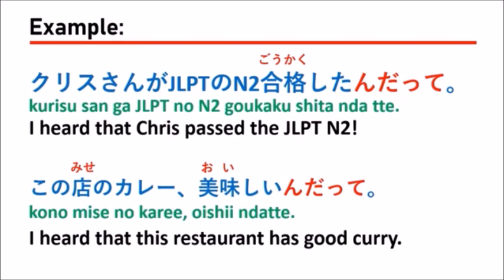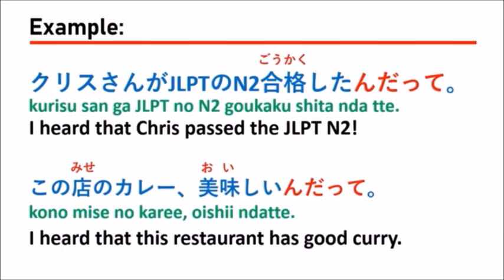For the first sentence, we see that they used datte with the verb 合格する, right? 合格する means pass. We change it to the past tense form. You can say 合格しました or 合格した. So after gokaku shita, they put n and datte. So you can say gokaku shita ndatte, which means I heard, we heard, he heard, she heard, or Mr. John heard, something like this. I heard that Chris passed the JLPT N2.